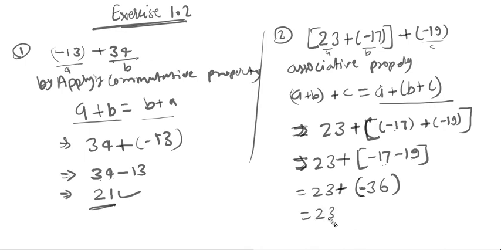Now 23 plus minus 36. Here it is plus and here it is minus. 36 minus 23 will be 13, and the sign comes of the greater digit, so here 36 is greater, so minus will come. This is our answer of question number second. Now come to question number third.